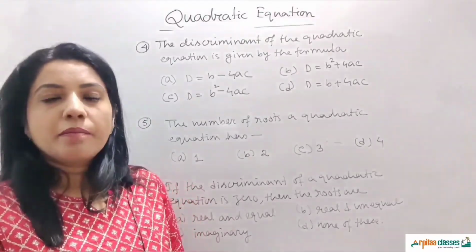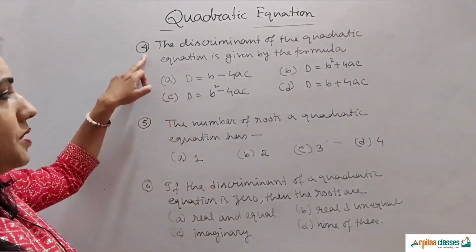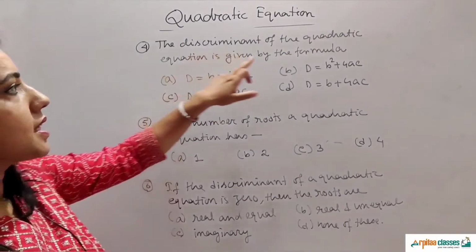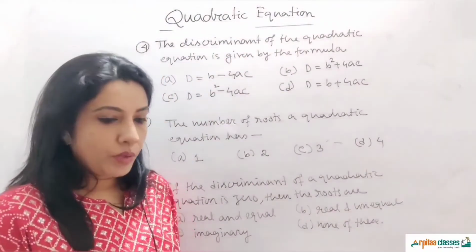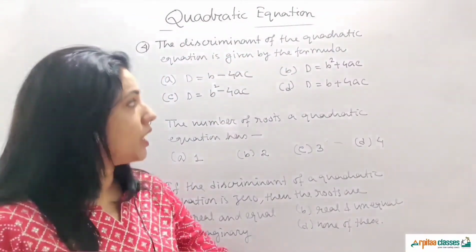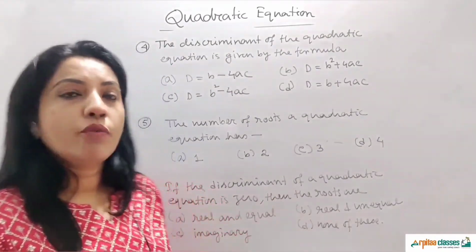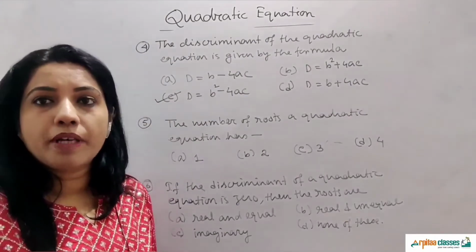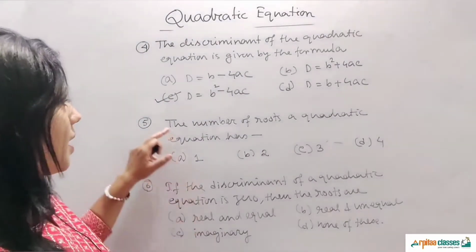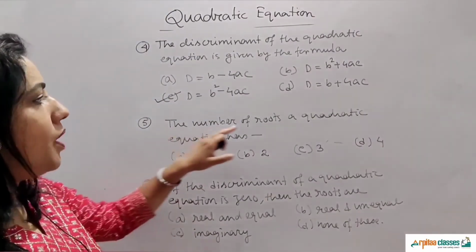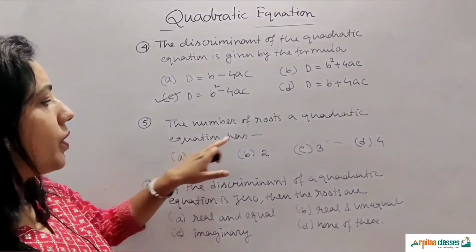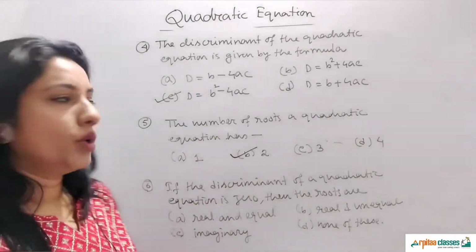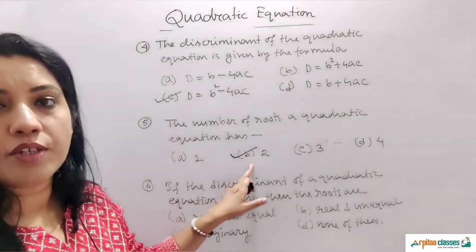Come to the next MCQ. The fourth MCQ is: the discriminant of the quadratic equation is given by the formula. So we know the discriminant of a quadratic equation is b square minus 4ac. So it is option C, D is equal to b square minus 4ac. Come to the next question. The number of roots a quadratic equation has is 2. So 5b is the right option.